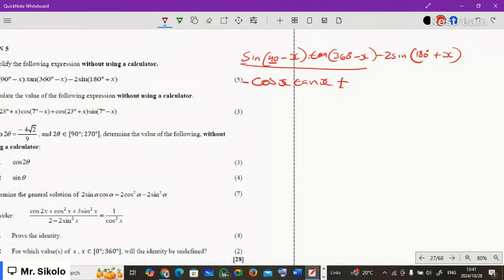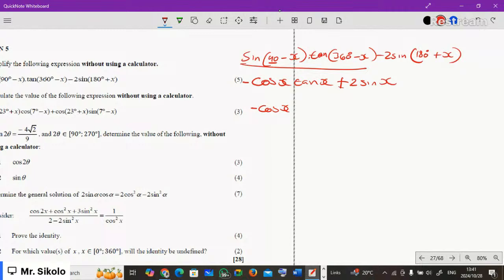Remember, when you are introducing a negative sign, that means you are changing the sign of the expression. So the sign of the expression, because it was negative, is now going to change automatically and be positive. So it's 2 sine x. I hope that makes sense. Then we move down. We will have negative cos x.